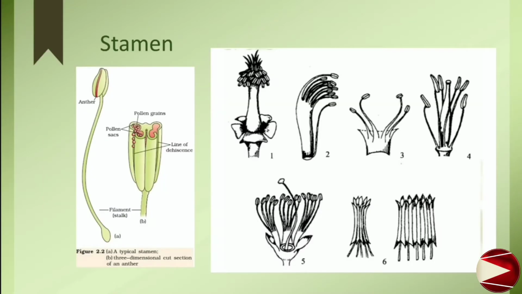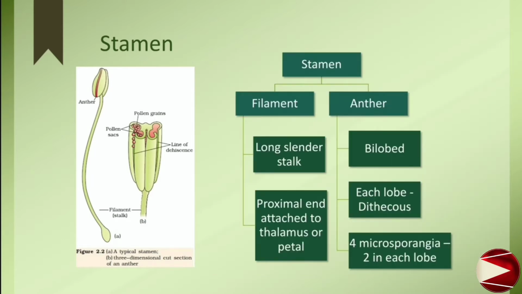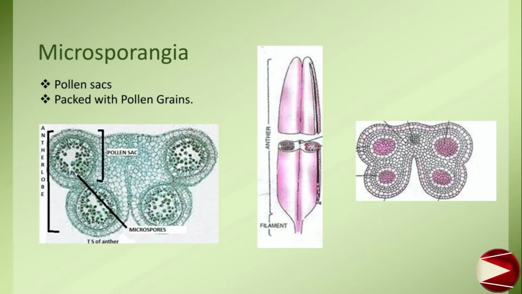If we collect stamens from different plants, we will find that they are of different sizes and shapes. Moreover, their arrangement in a flower also varies greatly. Stamens have 2 parts. A long and slender stalk is called filament, whose proximal end is attached to thalamus or petal, and a bilobed structure called anther. Each lobe is dithecous, containing 4 microsporangia, 2 in each lobe. Each microsporangium develops into a pollen sac.